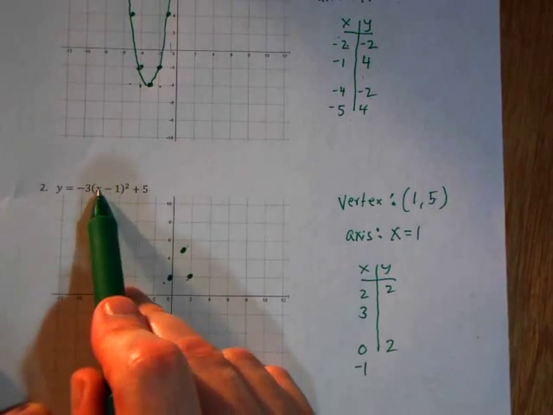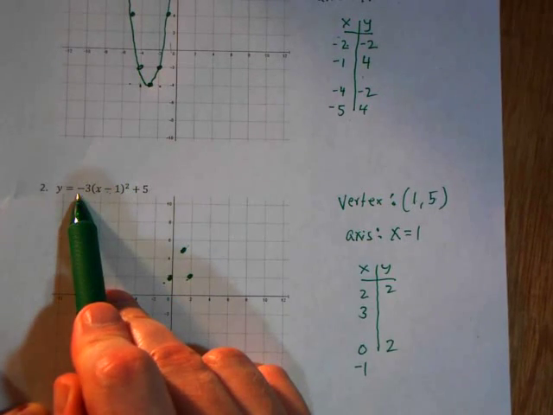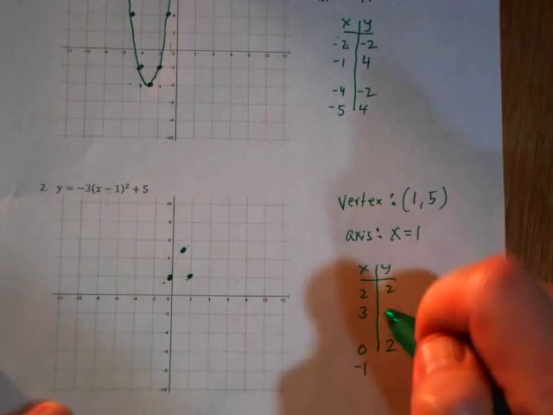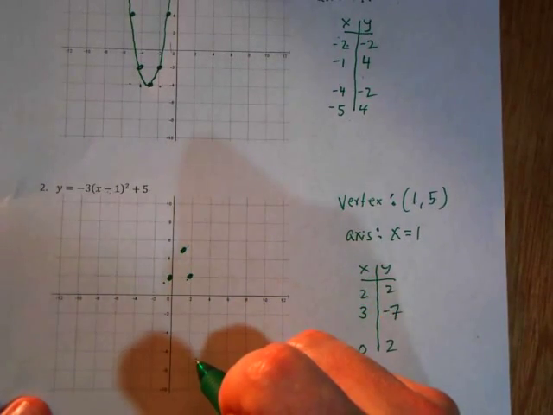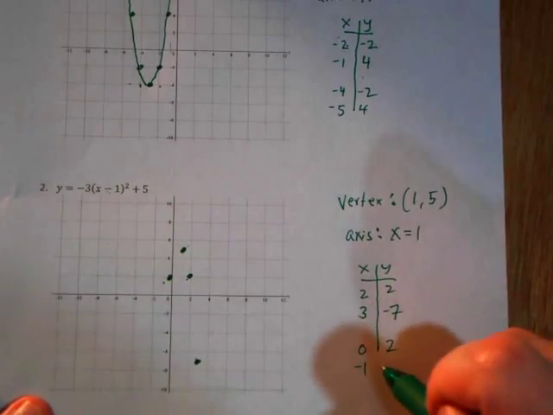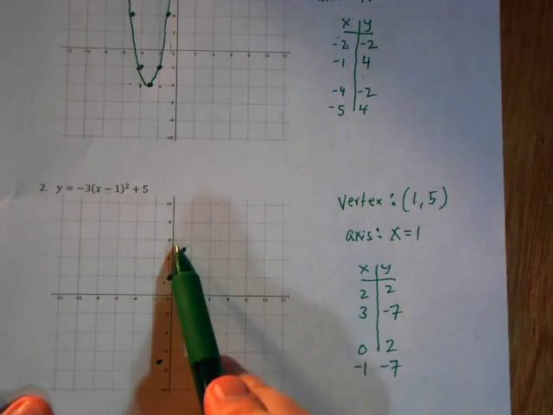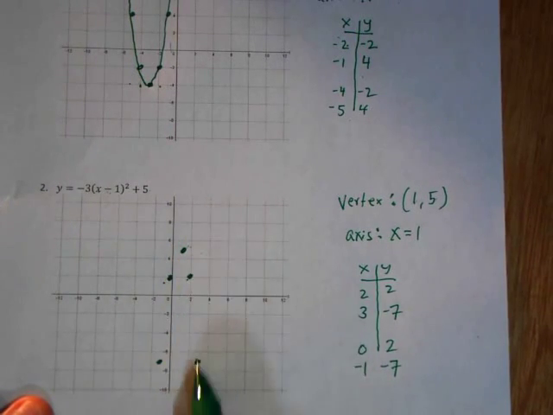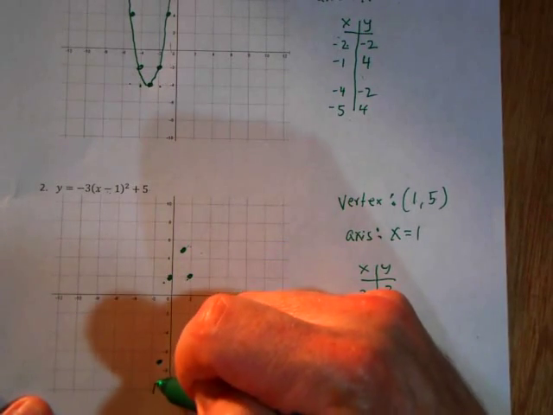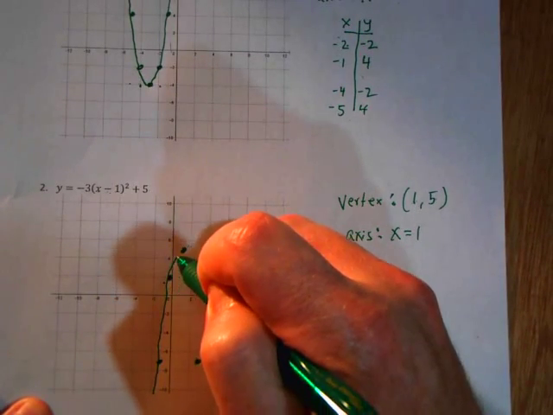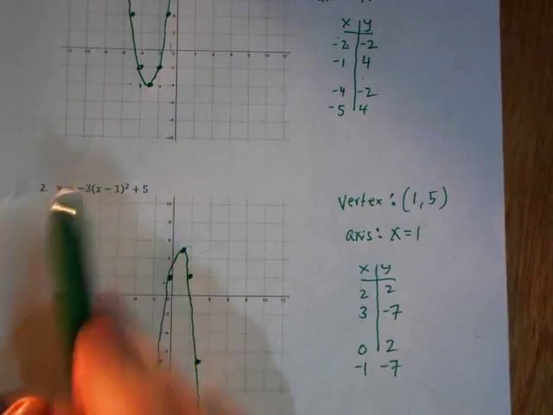Plug in 3. 3 minus 1 is 2. 2 squared is 4. 4 times -3 is -12. -12 plus 5 is -7. (3, -7), which means I'm going to have, by the same logic as before, (-1, -7). 2 steps to the right, I end up at -7. 2 steps to the left, I will end up at -7. So we see we get what looks like a very skinny parabola, which shouldn't surprise us because of that 3 right there.